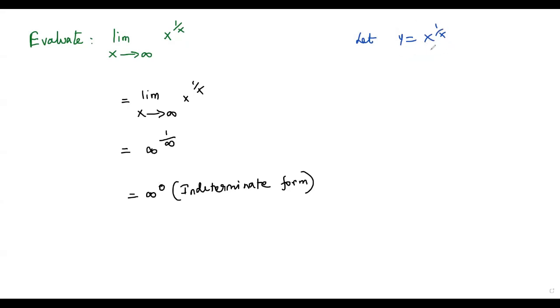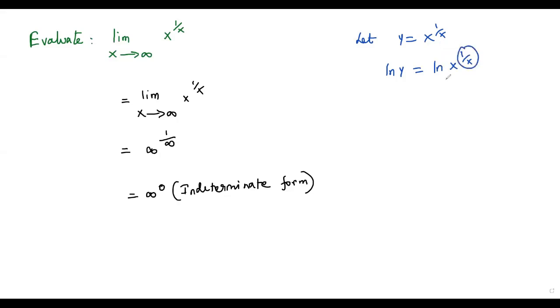Now I have to take a natural logarithm on both sides. When I do so, I get ln y on the left side and ln of x to the power 1 over x on the right side. The reason we take natural logarithm is that I can get rid of the variable at the exponent using the properties of logarithm. If I use the power rule of logarithm, whenever the argument of a logarithm is an exponential term, the exponent at the argument can be moved in front of the logarithm and multiplied by the logarithm. This is the power rule of logarithm.